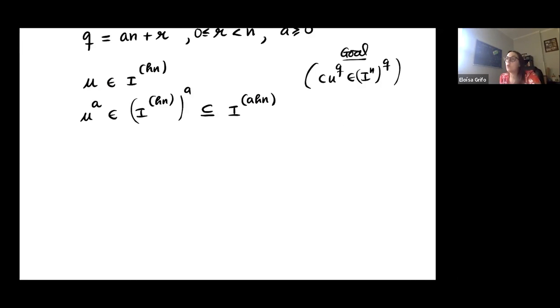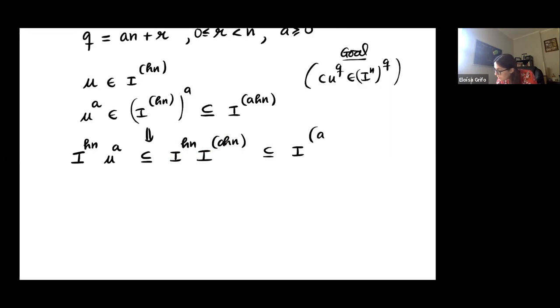Next step, I'm going to take my u to the a and multiply it by I to the h n. So this is really inside I to the h n times this symbolic power. I'm using the previous line directly. Now remember that we said the ordinary powers are always contained in the symbolic powers. So you can think of this as a product of symbolic powers, which is contained in the symbolic power of the sum of these two. I'm writing a really complicated looking thing, but I am going to do this one better.